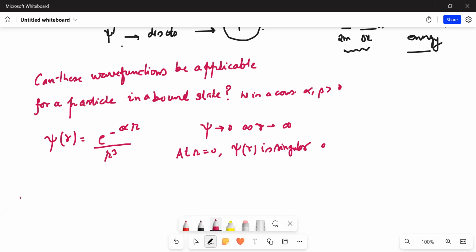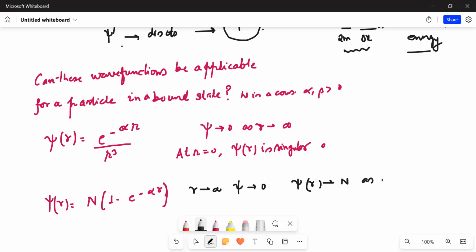Let us move to another instance. Let's say I take another wave function, psi as a function of r, given by N times (1 minus e raised to the power minus alpha r). Do you think this particular wave function is physically realizable? Again, the problem is that as r tends to infinity, this wave function does not go to 0. It goes to N. Since it goes to N as r tends to infinity, one can say that this does not represent a bound state.